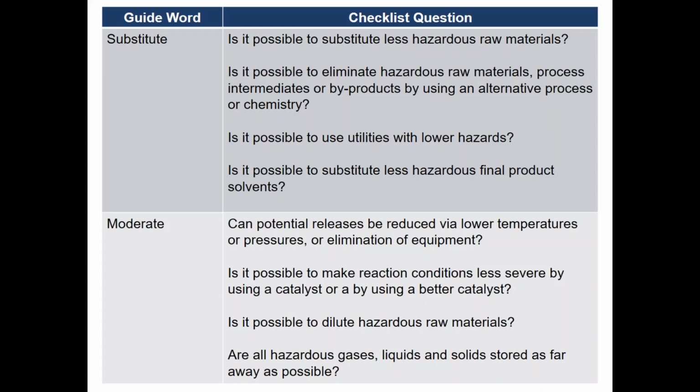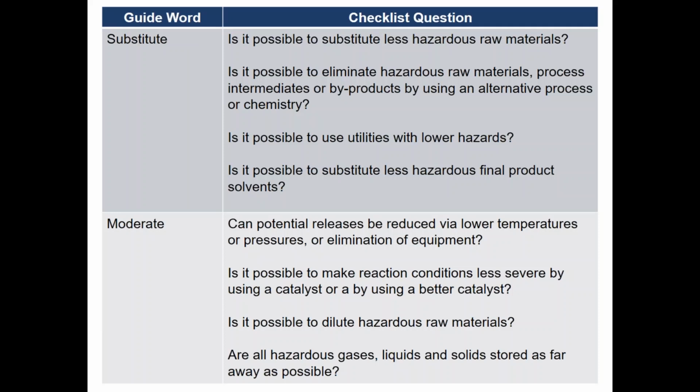So here are examples of substitution and moderation checklist questions. For substitution, checklist questions include, is it possible to substitute less hazardous raw materials in your process? For example, can a non-combustible material be used instead of a flammable? Can a less volatile material be used? A less reactive material? A more stable product? Or less toxic materials? These are all branch-off questions that originate from your initial substitution checklist questions.